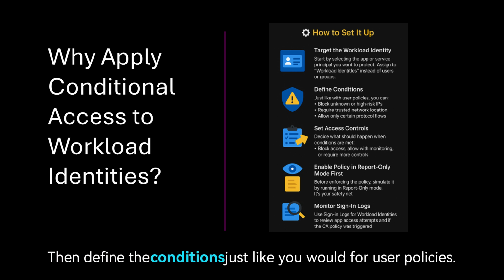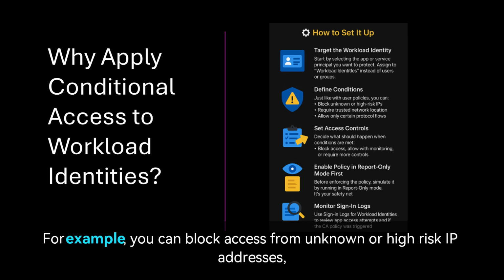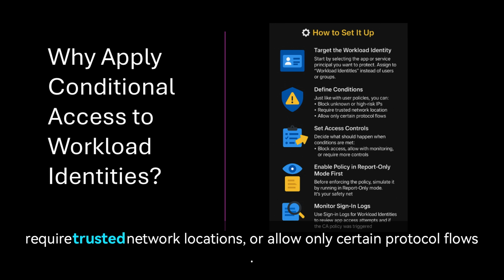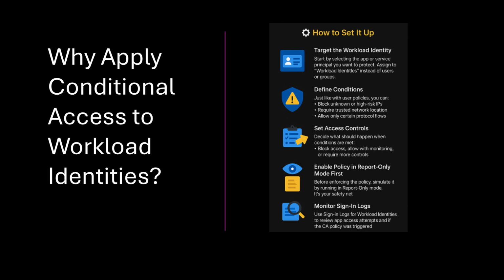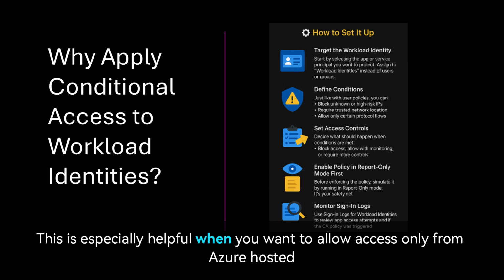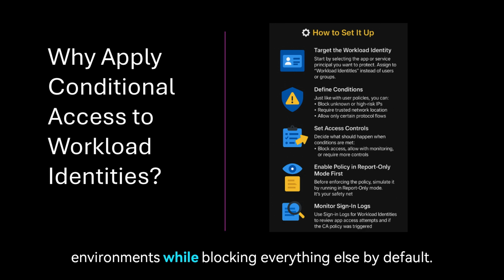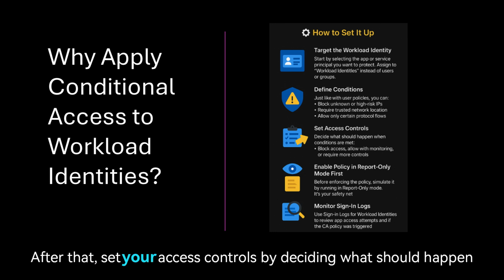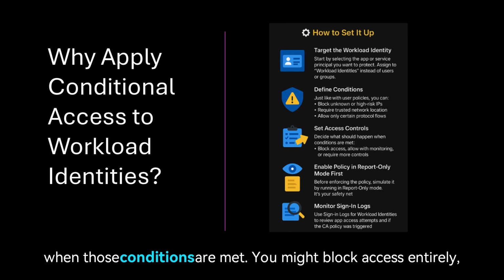Then, define the conditions just like you would for user policies. For example, you can block access from unknown or high-risk IP addresses, require trusted network locations, or allow only certain protocol flows. This is especially helpful when you want to allow access only from Azure-hosted environments while blocking everything else by default. After that, set your access controls by deciding what should happen when those conditions are met.